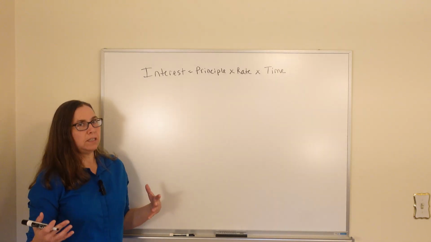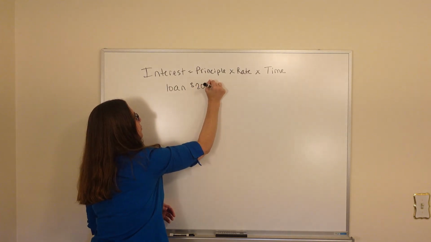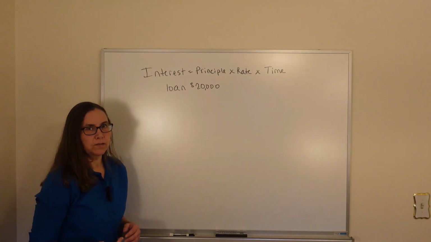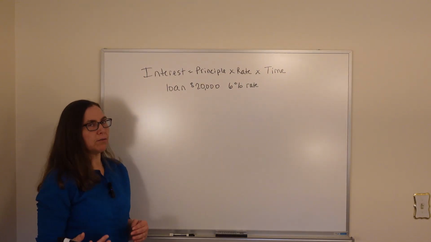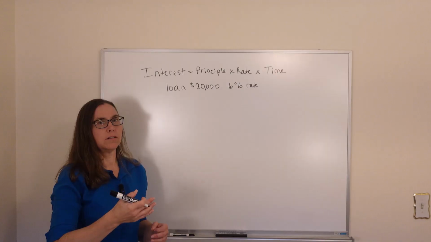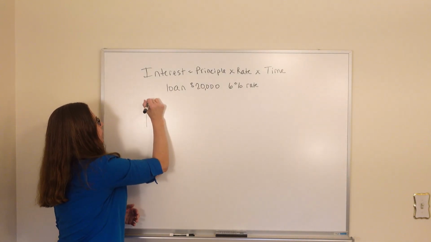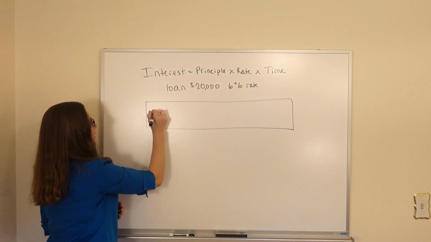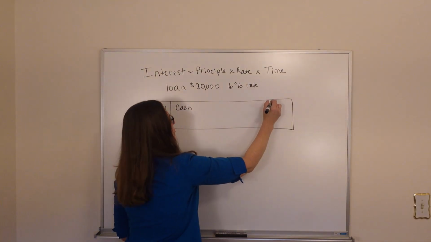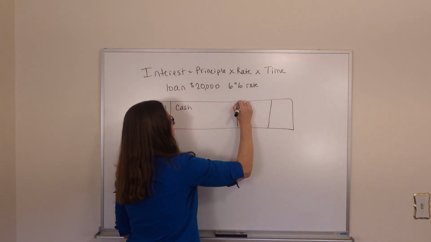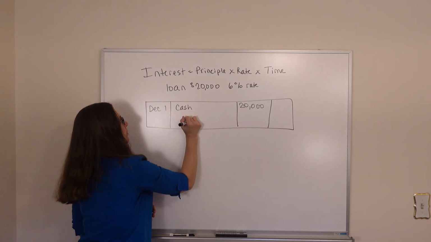Okay, so I'm going to do an easy example. Let's say the company borrows $20,000 at a 6% interest rate. And what would happen is they would record that loan payable or note payable, and they would receive the cash. So that would happen first. So let's say this is on December 1st. They would debit cash for the $20,000 that they receive in cash, and then credit loan or note payable for the $20,000.